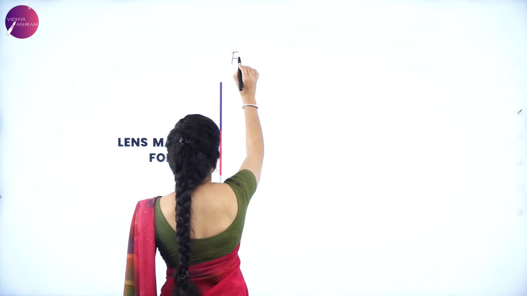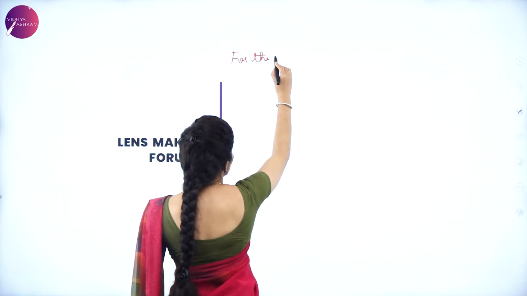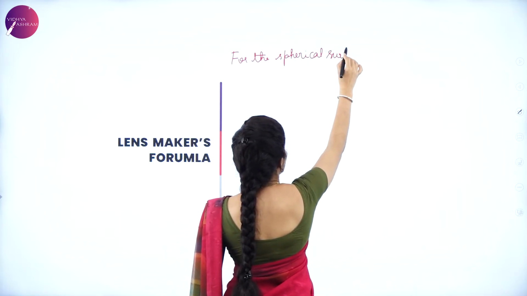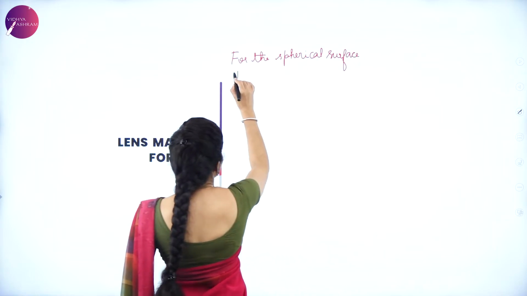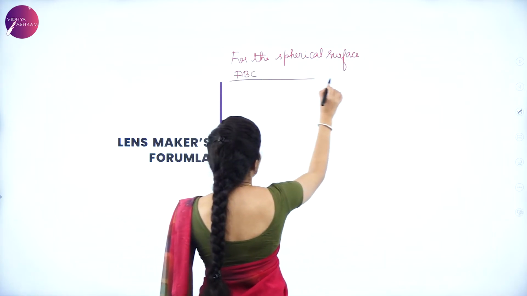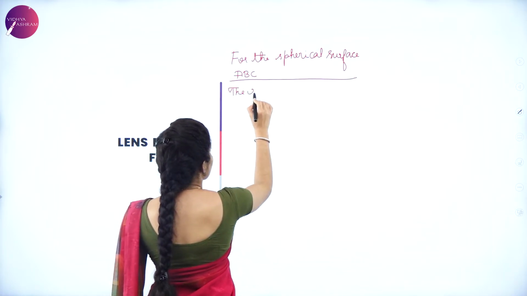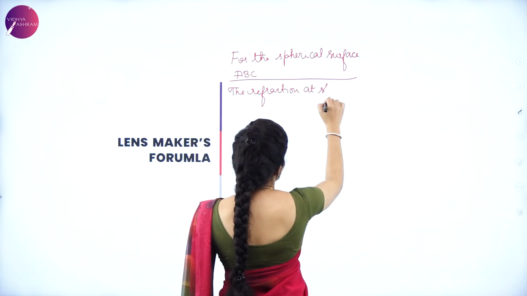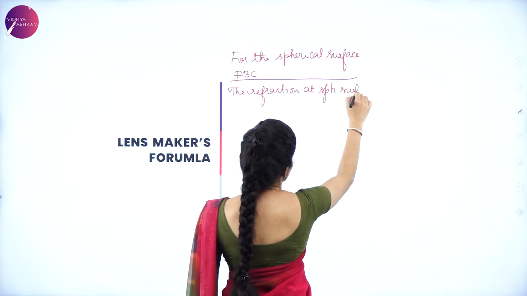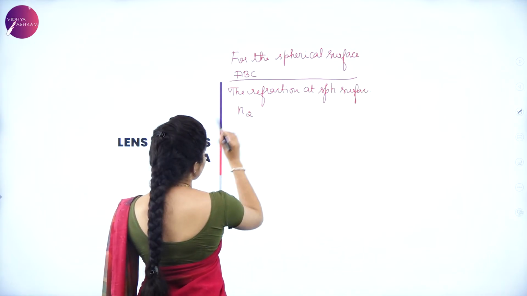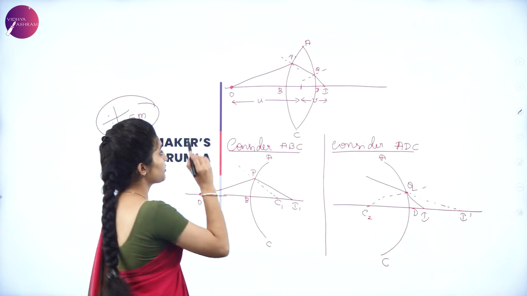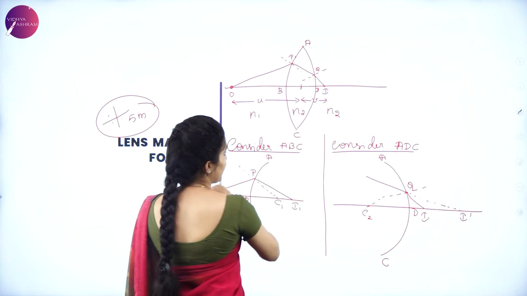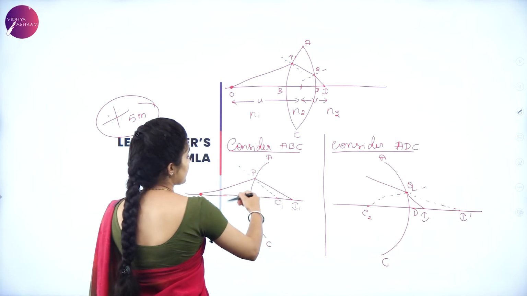Now, for the spherical surface ABC, the refraction at the spherical surface is given with N2, the refractive index of the denser medium. This is the refractive index of the denser medium. This is the refractive index of the rarer medium, where the object is placed, that is this part.